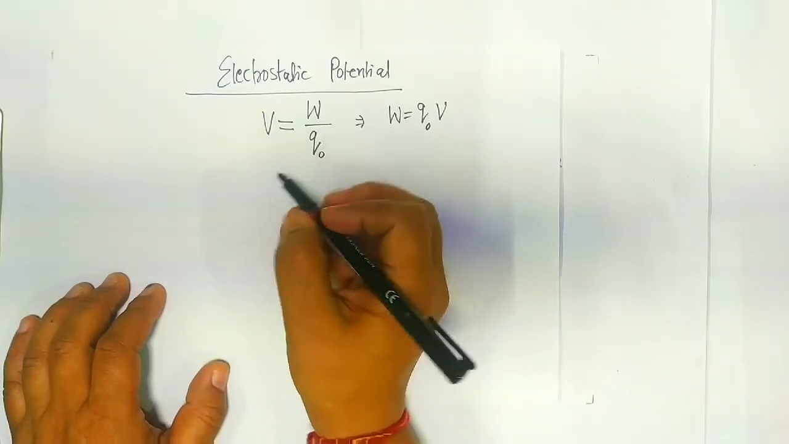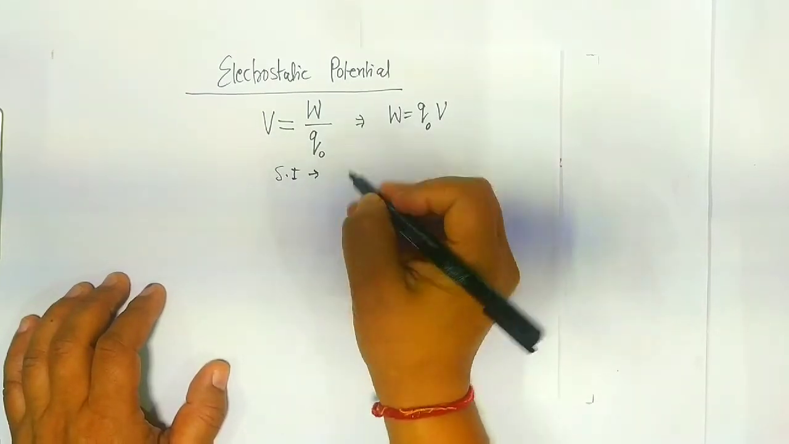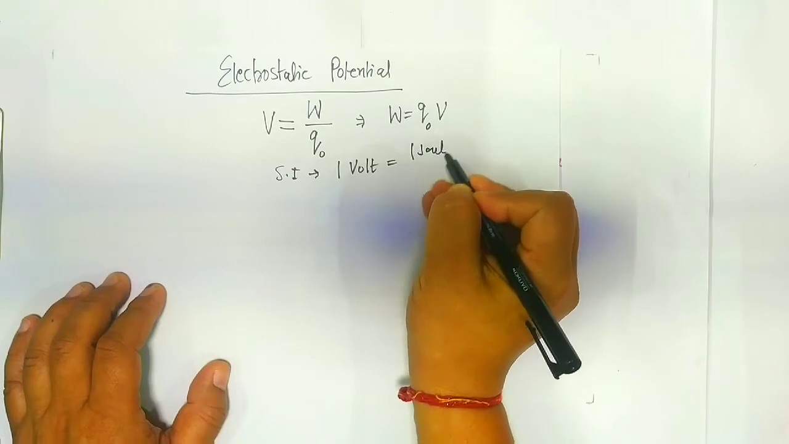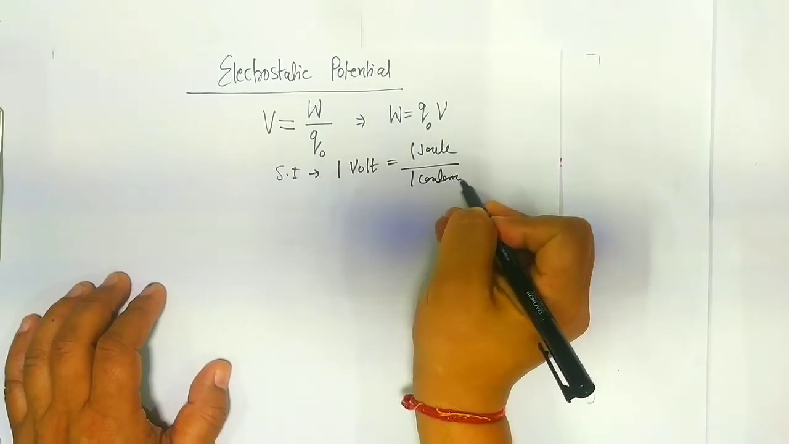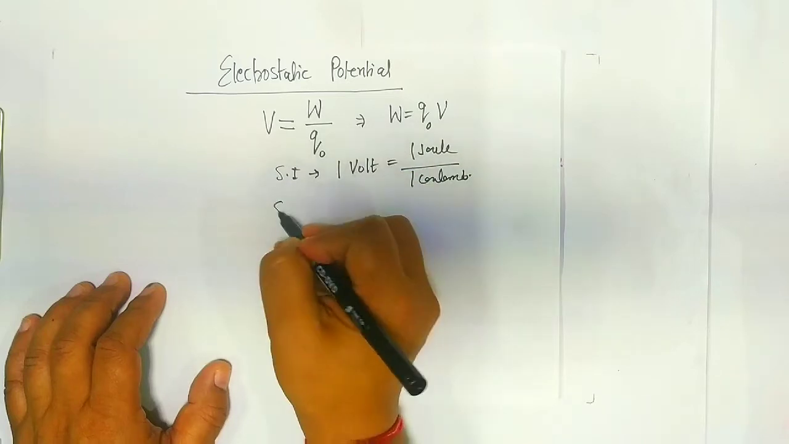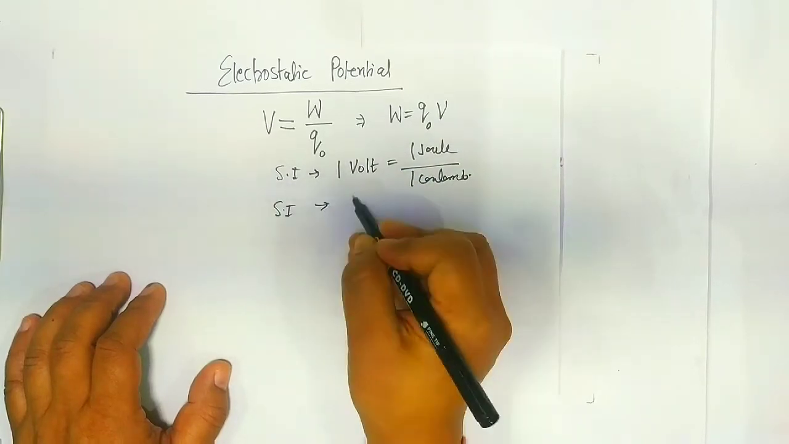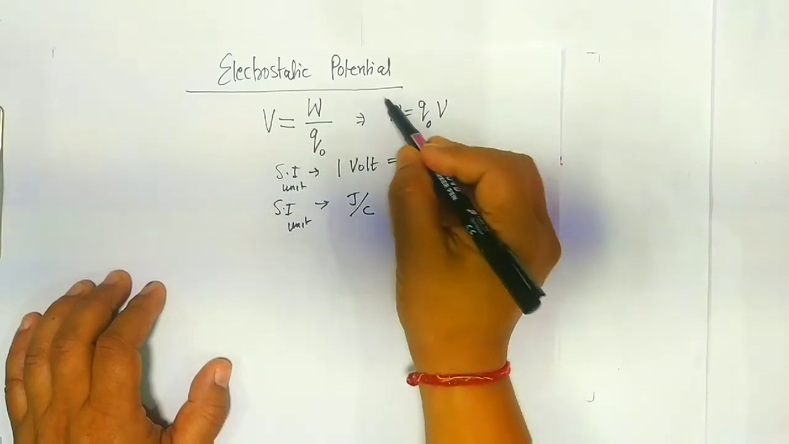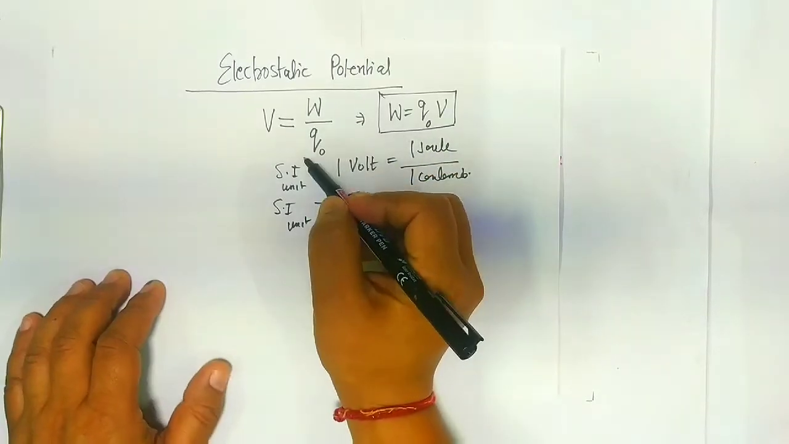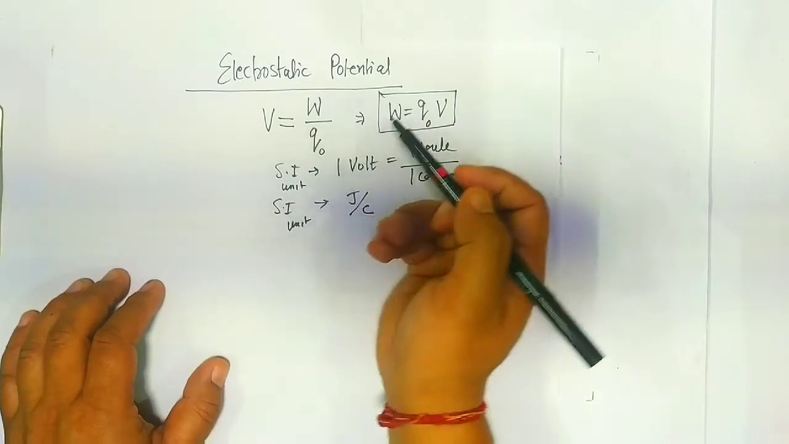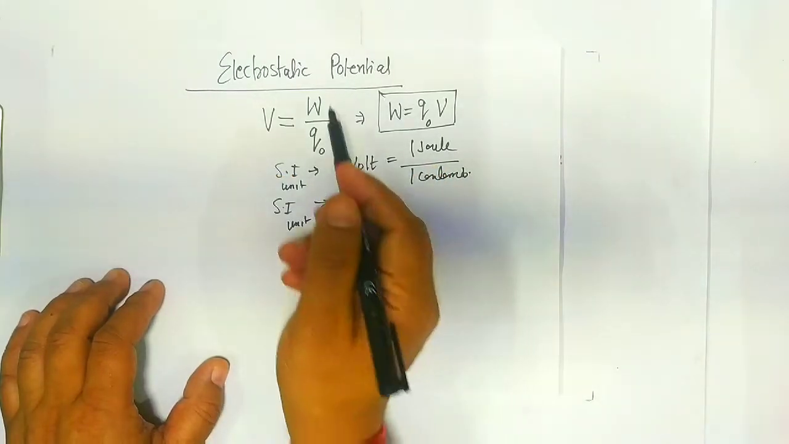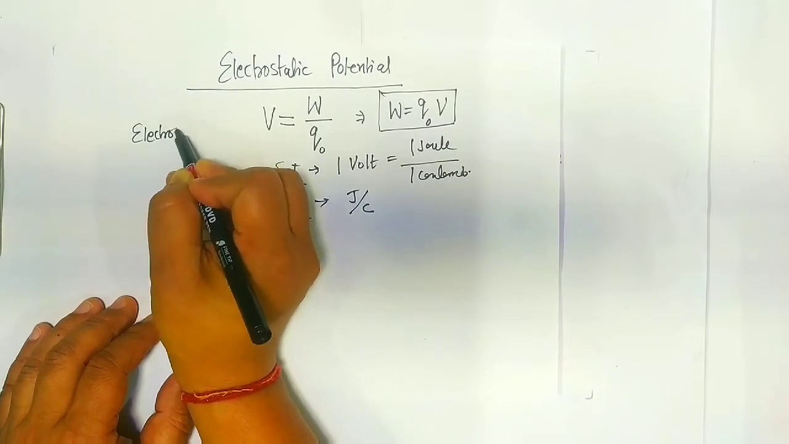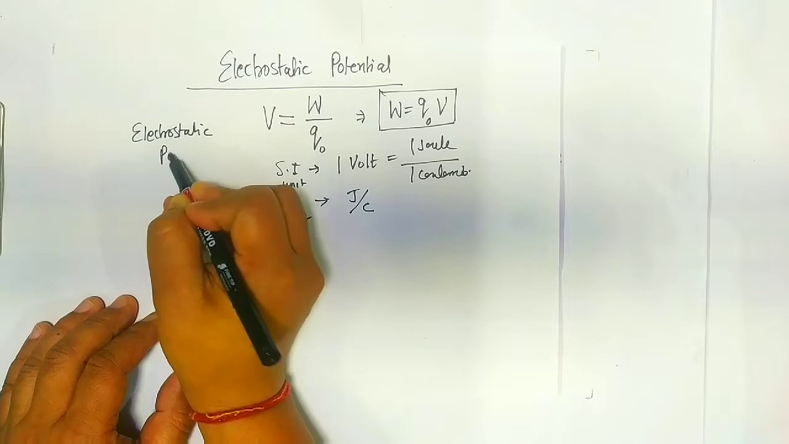Now if I ask you what is potential, SI unit is what? Volt. So 1 volt can be written as 1 joule by 1 coulomb. So this is the SI unit. SI unit is volt, or SI unit can be written as joule per coulomb also. Okay, and this is work. You remember, work done per unit charge was gravitational potential. Here it is electrostatic potential. Now the concept behind this is that what I told, potentials are of two types. If you see, electrostatic potentials are of two types.